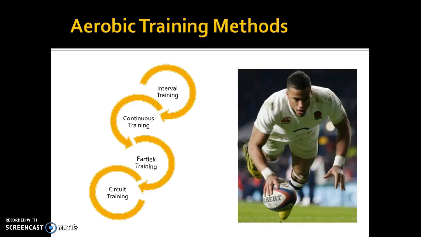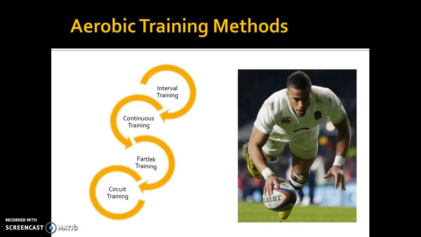There are 4 main aerobic training methods: fartlek, interval, circuit, and continuous. Fartlek training, fartlek means speed play in Swedish, and it involves varying your speed and the type of terrain which you could run, walk, or cycle over. It improves both aerobic and anaerobic fitness, and although rugby is played on a grass pitch, the training wouldn't necessarily be carried out on a grass pitch.